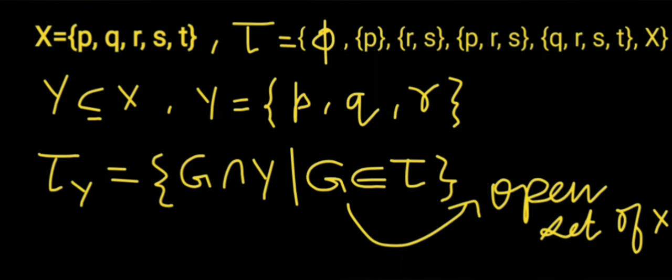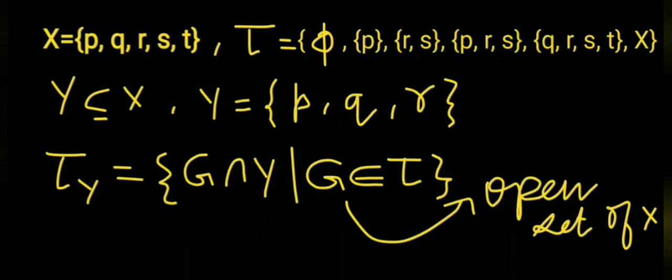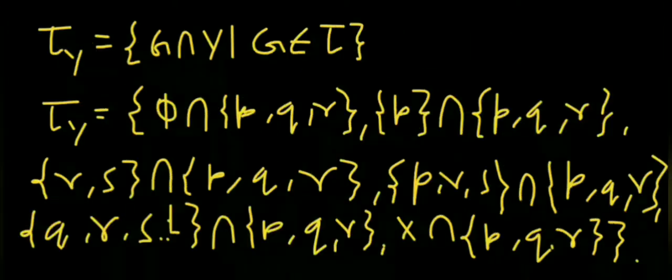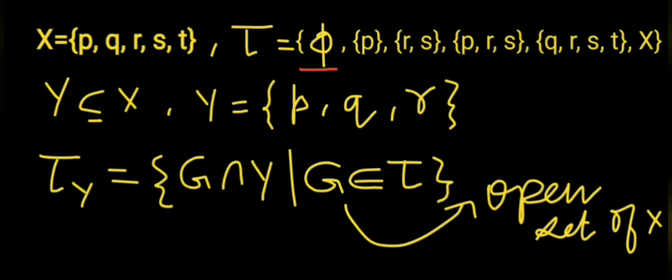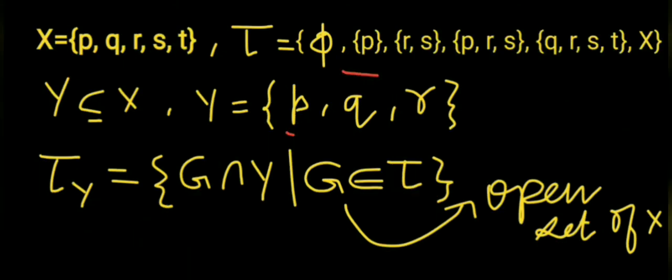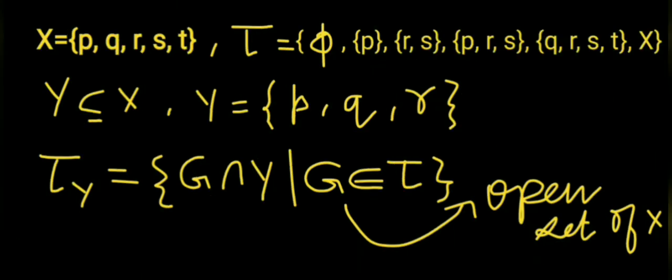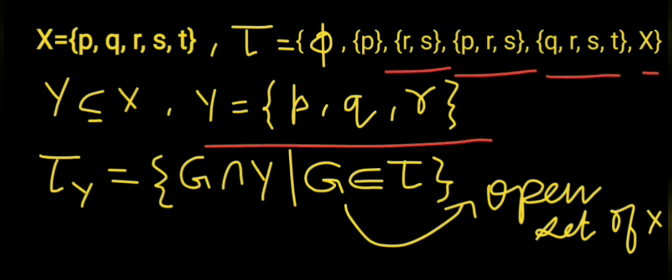As we have seen, each and every member of tau is an open set of X. So the criteria we are going to use is, we will pick members from this topology tau one by one and take the intersection with Y, so as to collect members like G intersection Y. So the first member is phi intersection {P, Q, R}. Second member will be {P} intersection {P, Q, R}. Similarly, we have to take the intersection of each and every member of this tau with Y.